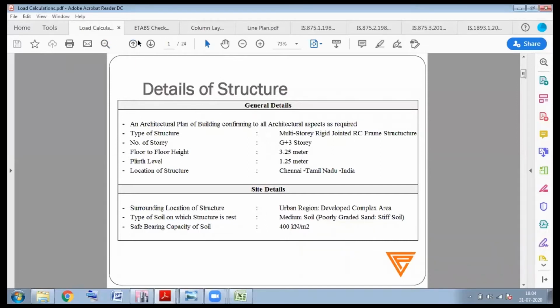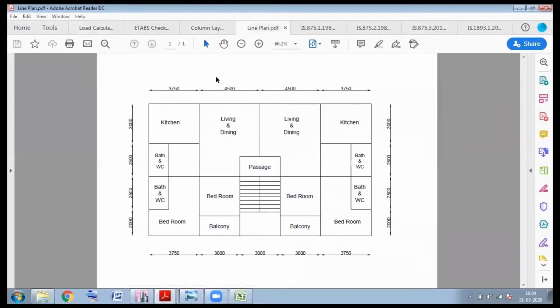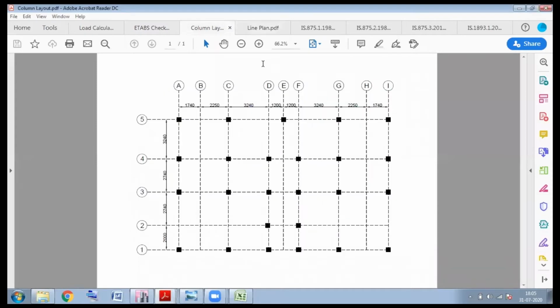So here in our plan, the basic things are the kitchen and living room, and it is a symmetrical plan, both sides similar to each other. I just prepared some column layout here. Hope you can see this column layout. We have each and every column fixed in place.